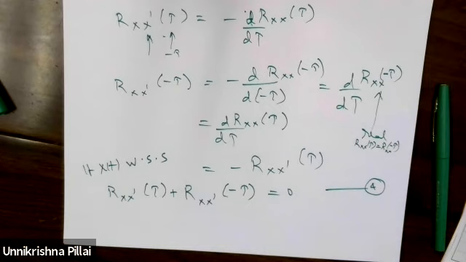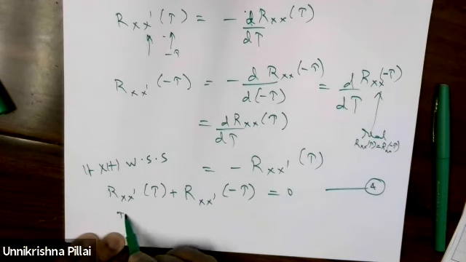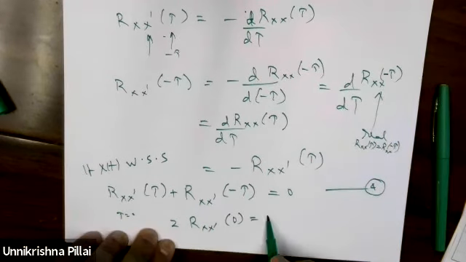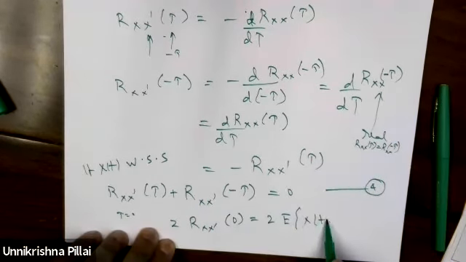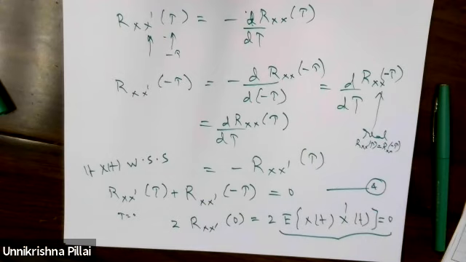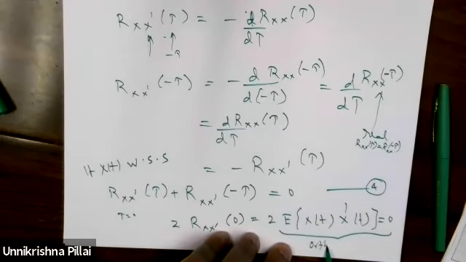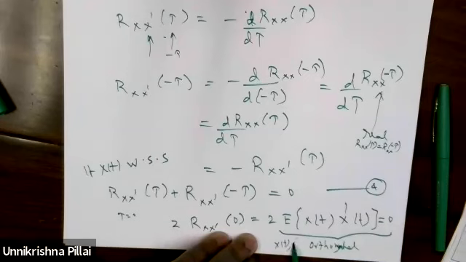Okay, so you look at the last equation. Let me put tau equal to zero in the last equation. See what happens. If you put tau equal to zero here, we get two times Rxx prime zero, but that is two times expected value of x of t, x prime t, equal to zero. So what is the conclusion of this one? When two random variables have this property, what do you call them? Uncorrelated? No, not uncorrelated. Orthogonal, right? So here we have x of t and x prime t orthogonal.